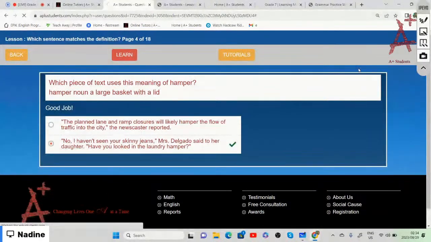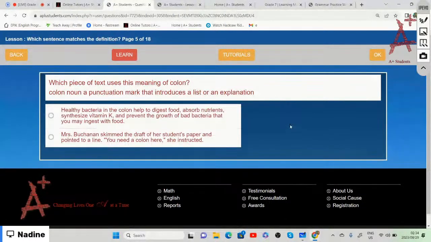All right, let's do one more. Which piece of text uses the meaning of colon? Colon is a noun, a punctuation mark that introduces a list or an explanation. So, healthy bacteria in the colon help to digest food, absorb nutrients, synthesize vitamin K, and prevent growth of bad bacteria that you may ingest with food. And then we have Mrs. Buchanan skimmed the draft of a student's paper and pointed to a line. You needed a colon here, she instructed.